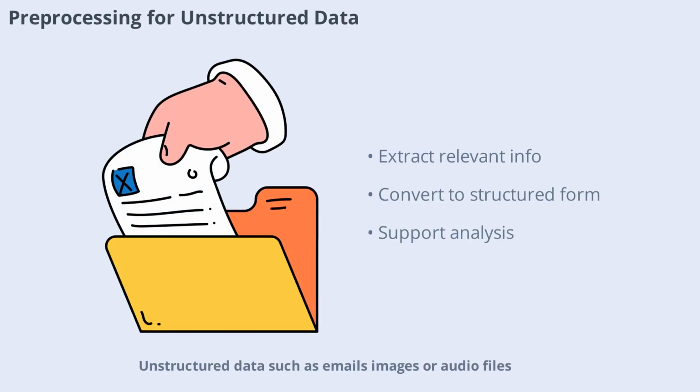Unstructured data, such as emails, images, or audio files, lacks a predefined format. Preprocessing unstructured data involves extracting relevant information and converting it into a structured form for analysis. Techniques vary depending on the data type, but the goal is always to make the data usable for downstream tasks.